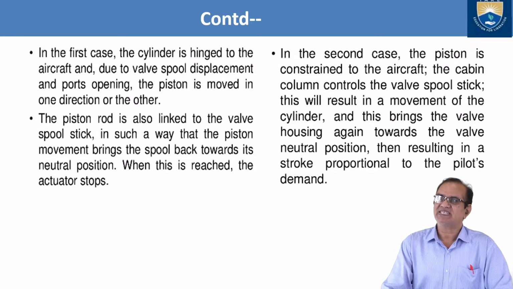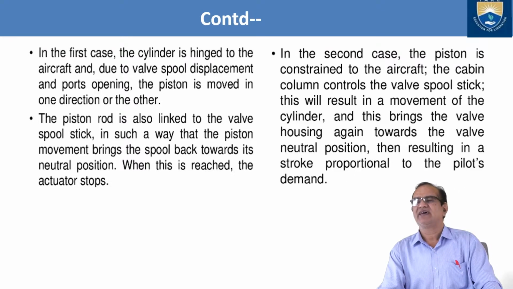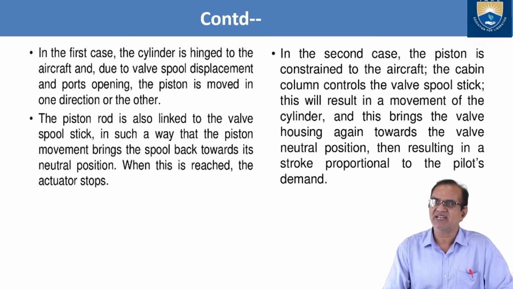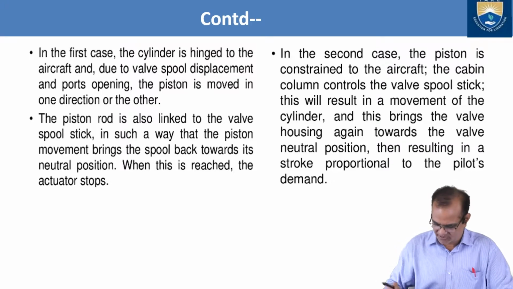In the second case, the piston is constrained to the aircraft. The cabin column controls the valve spool stick. This will result in a movement of the cylinder, and this brings the valve housing again towards the valve neutral position, resulting in a stroke proportional to the pilot's demand.